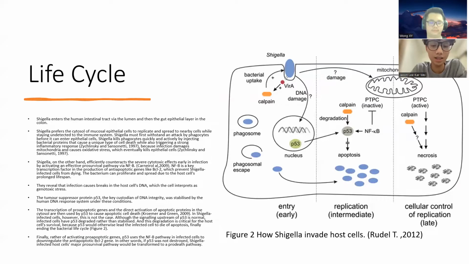This is the life cycle of Shigella. In the early stage, Shigella enters the human's intestinal tract via the lumen and the gut epithelial layer in the colon. It then withstands the attack by phagocytes and quickly injects bacterial proteins that cause epithelial cells to die and then spread to prevent Shigella-infected cells from dying. This infection then causes host cells' DNA to break. And in the late stage, in Shigella-infected host cells, the major pro-survival pathway will change to a pro-death pathway.